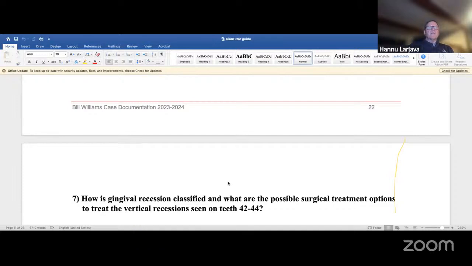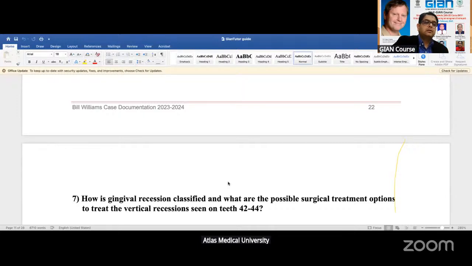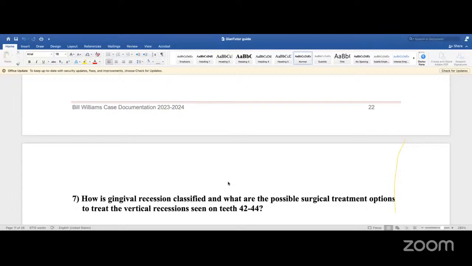So let's talk about number 7, gingival recession classification and possible surgical treatment options for the recessions on some of the teeth. Atal Medical University, Himachal group, please answer this. Dr. Priya, please unmute yourself.